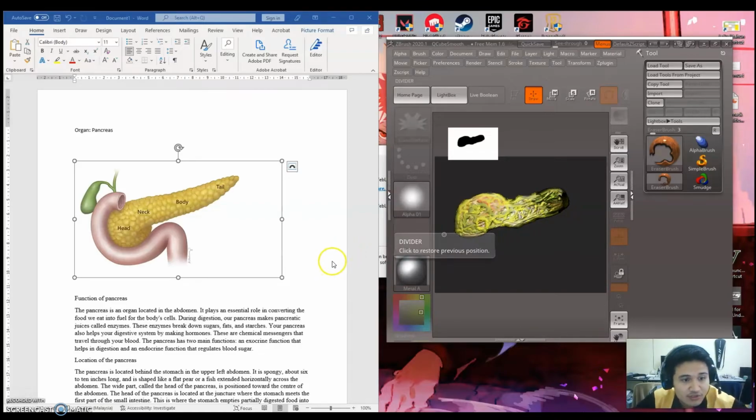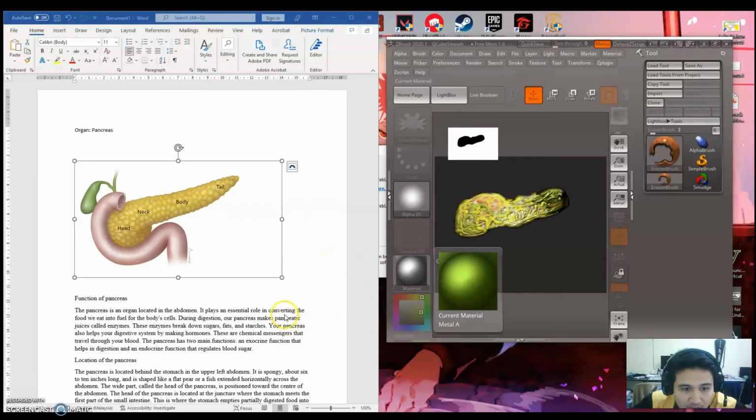So basically the pancreas is located at the abdomen. It plays an essential role in converting the food we eat into fuel for the body cells. During digestion, our pancreas makes pancreatic juices called enzymes. These enzymes break down sugar, fats, and starch. Our pancreas also helps the digestive system by making hormones, which are chemical messengers that travel through your blood.